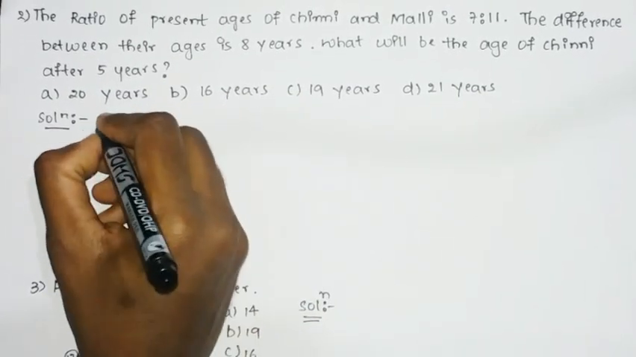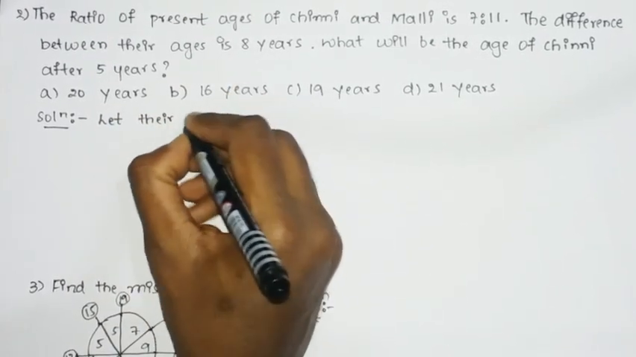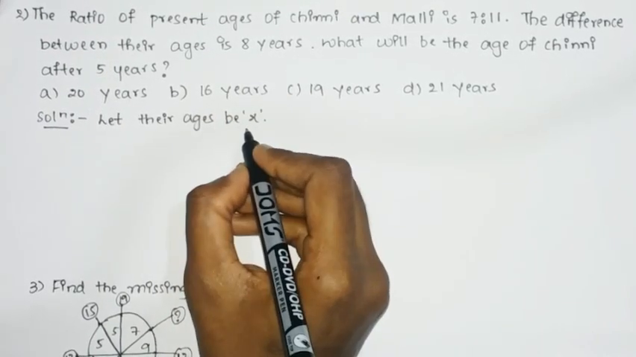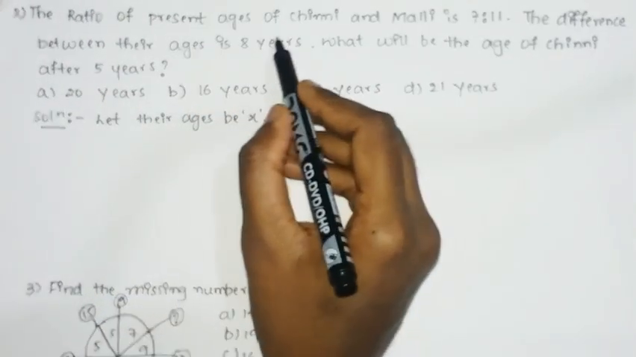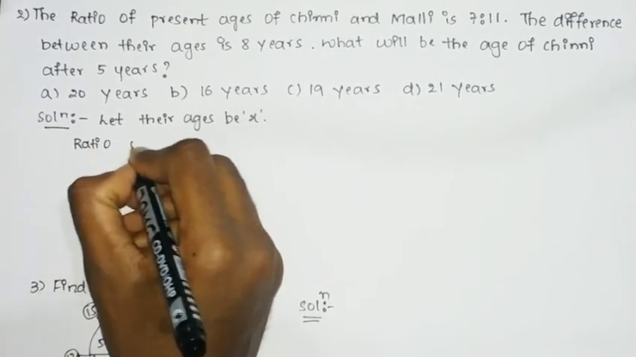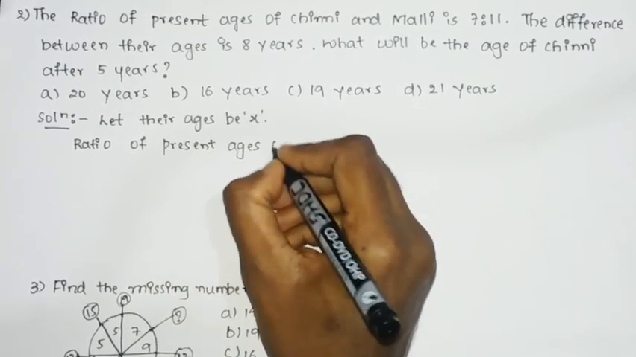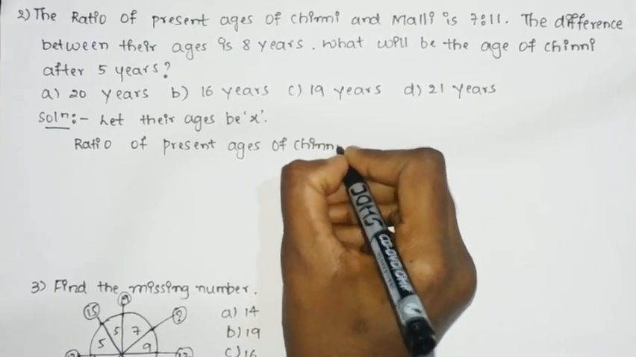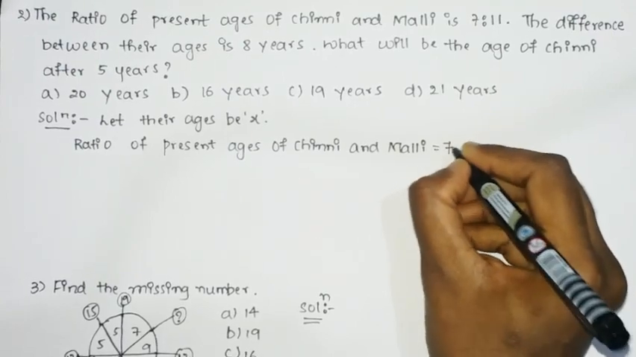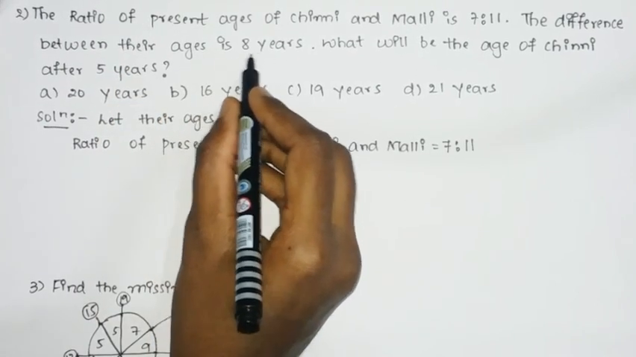So first we shall consider, let their ages be x. So we shall consider the ages be x. So then after that, here they have given the ratio of present ages of Chinni and Malli. So the ratio of present ages of Chinni and Malli is 7:11. So this is given. So 7:11, and here they have given the difference between their ages is 8 years.